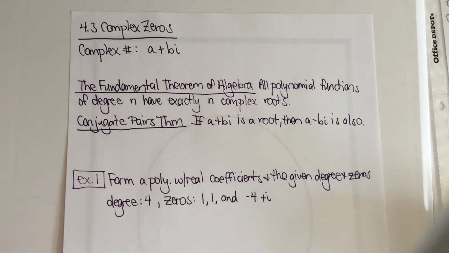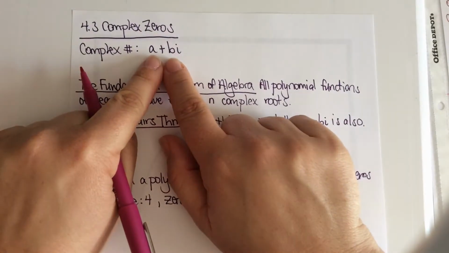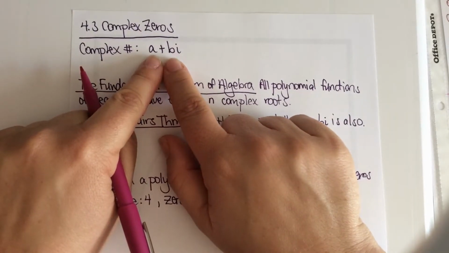All right, so complex numbers. If I ever ask you for it, this is super important. Please write this down, highlight it, put stars, whatever you need to do. If I ever ask you for a complex number, it needs to be a plus bi, not bi plus a.